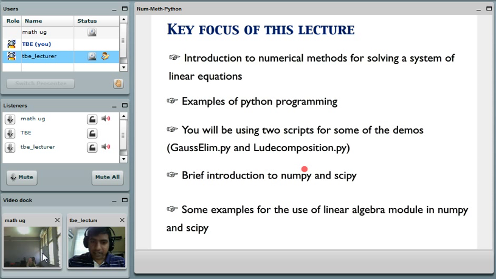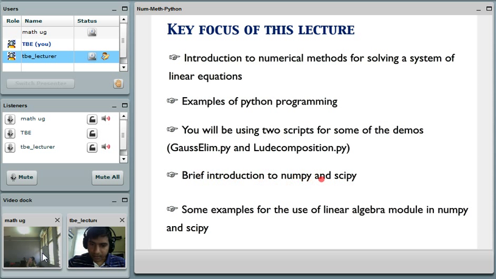In addition to that, I will be showing you some handwritten code using Python for the same thing. For all the methods I'm discussing, I'll be presenting the codes which were written by me. Those codes are in the two scripts provided with this lecture. The first script is called Gauss elimination.py. The second one is called decomposition.py. These two codes should be available online, and you can download them and play around with them however you like.